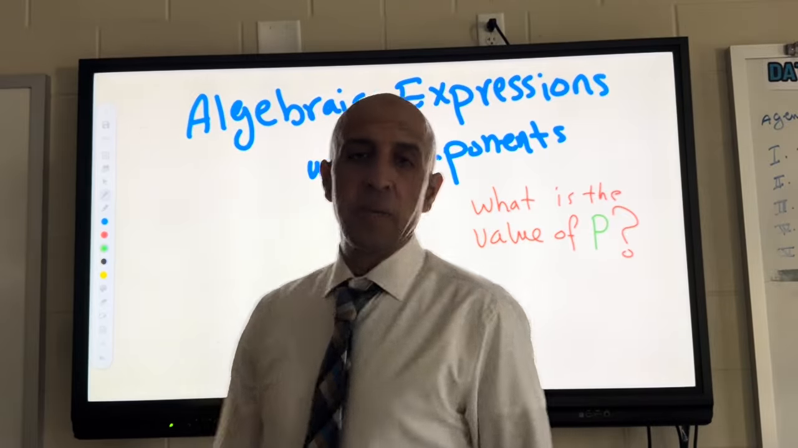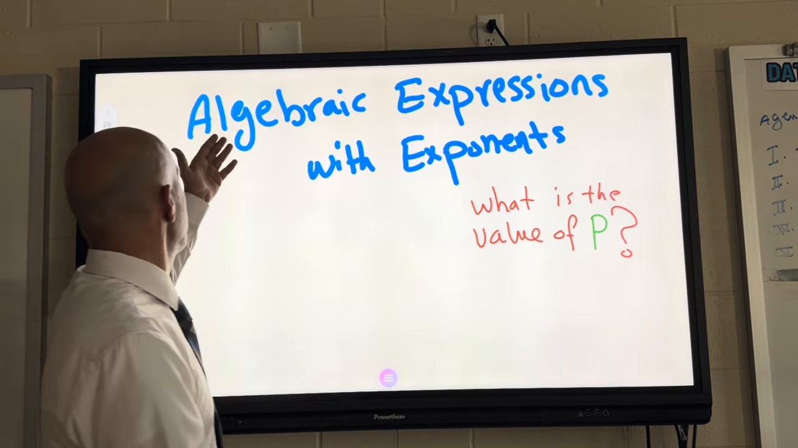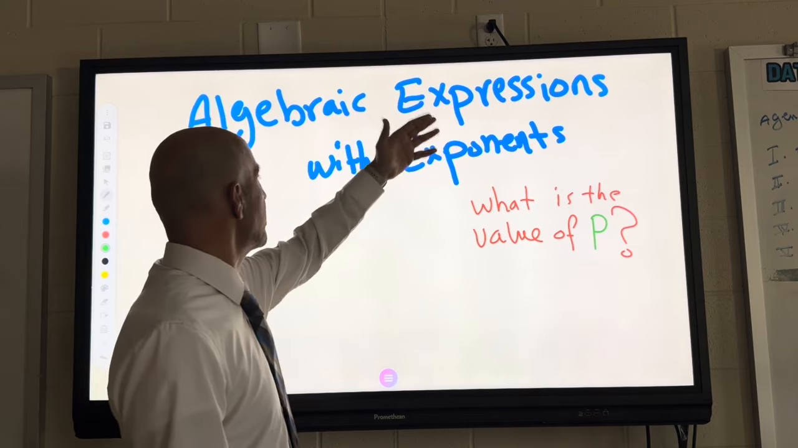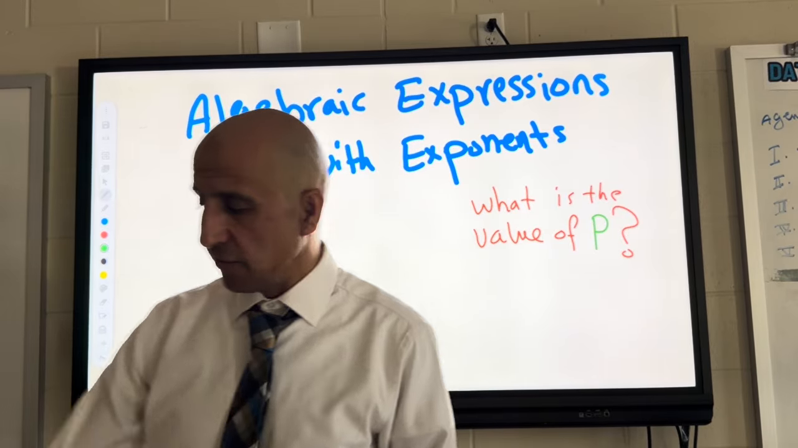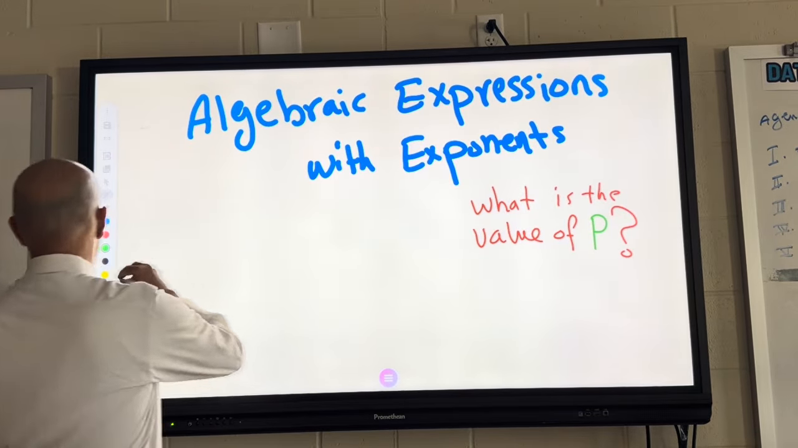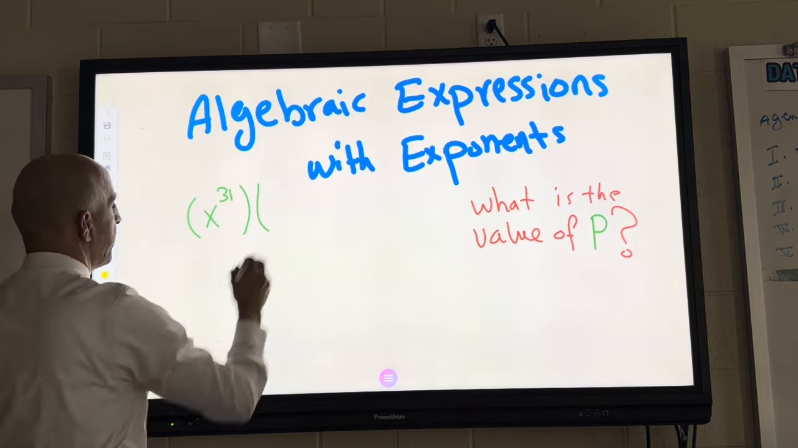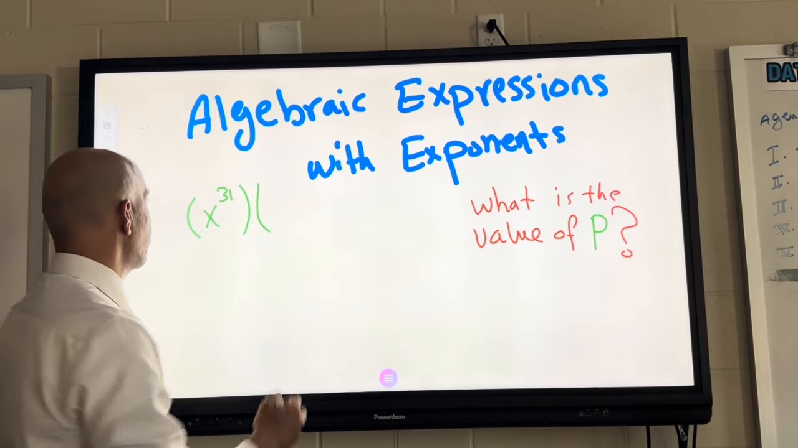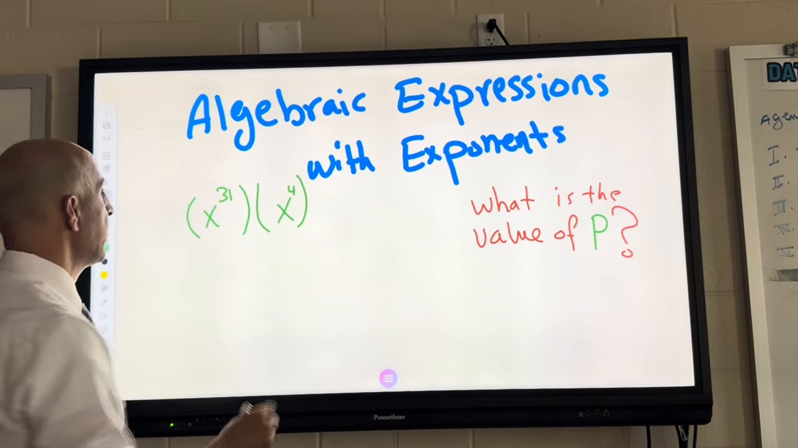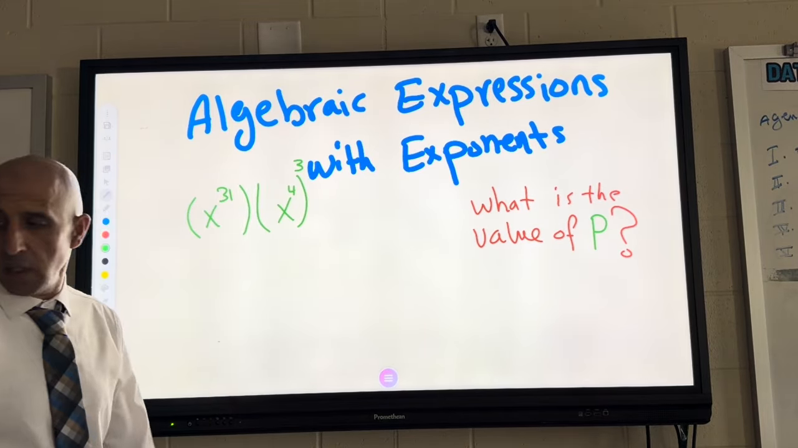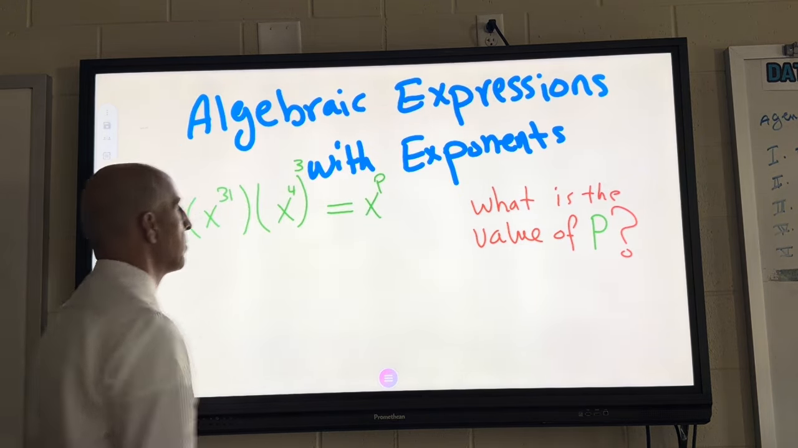Hello everyone. In this video, I will discuss with you another question in the topic of algebraic expressions with exponent. For example, we will start with this question as follows. If you have x to the power 31 multiplied by x to the power 4, and everything is to the power 3, and this is equivalent to x to the power p.